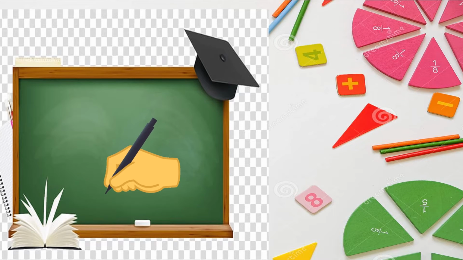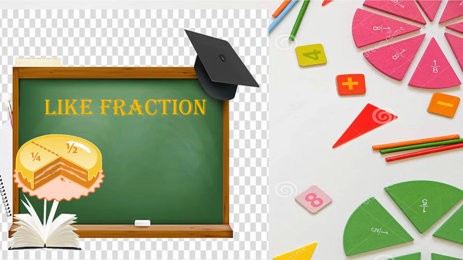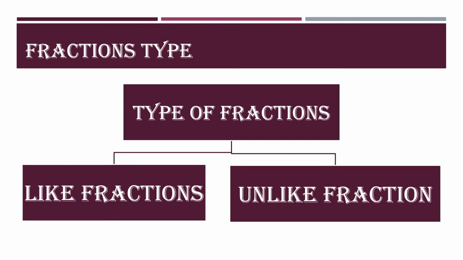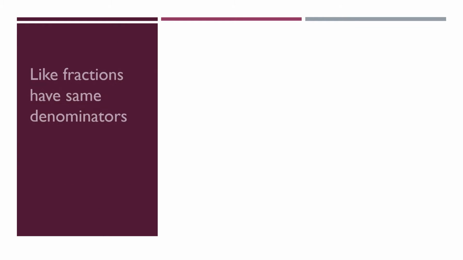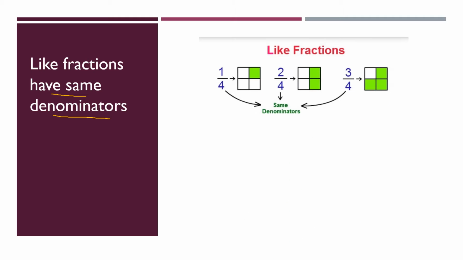In this video, we are discussing like fractions. So let's go. We can divide our fractions into two types. One is known as a like fraction and another is known as an unlike fraction. Like fractions are those fractions which have the same denominator. So if we have two or more fractions in which the denominator is the same, then those kinds of fractions are known as like fractions.